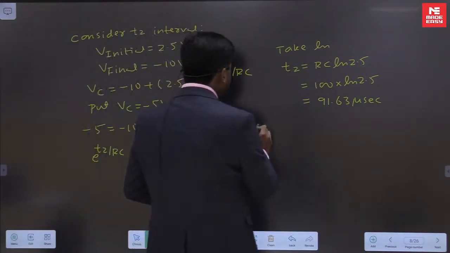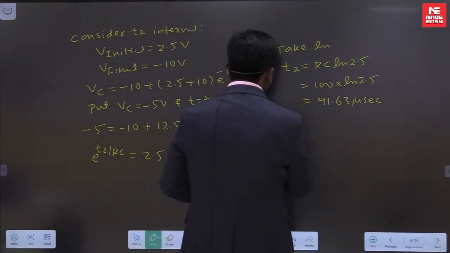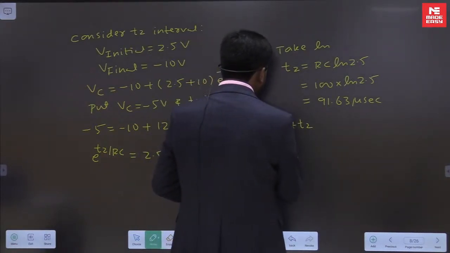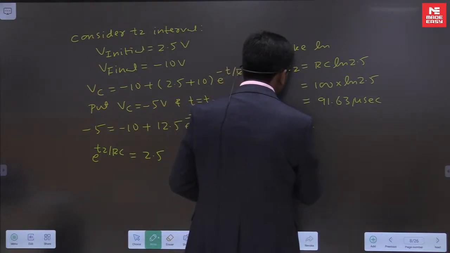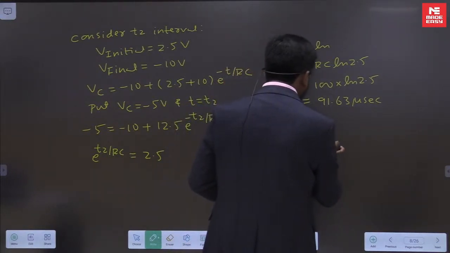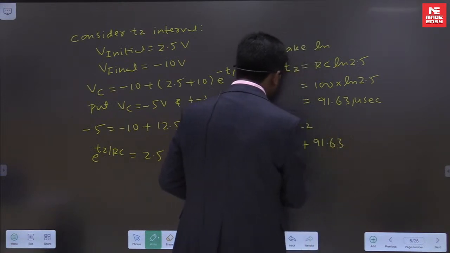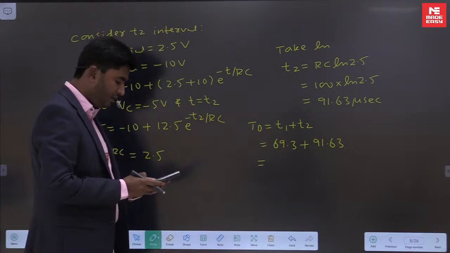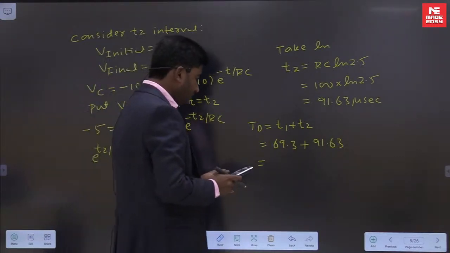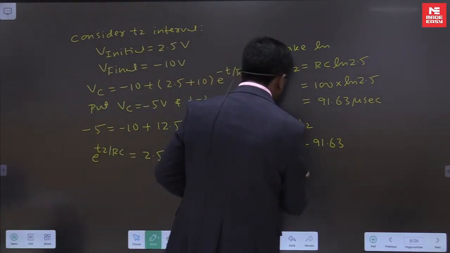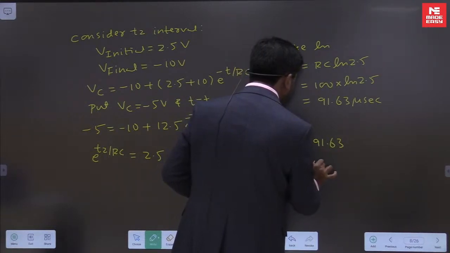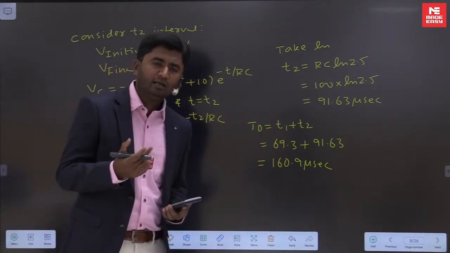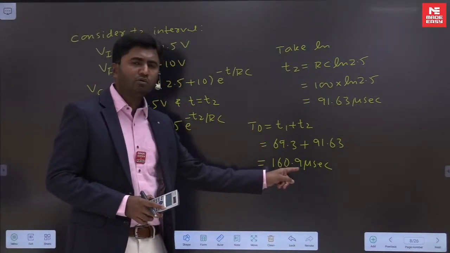Now we can tell time period. Time period is T1 plus T2. T1 को हमने इससे पहले कैलकुलेट किया था. It was 69.3 microseconds plus T2, 91.63 microseconds. 91.63 plus 69.3. It is coming out as 160.9 microseconds. In this square wave generator, output waveform has a time period 160.9 microseconds.